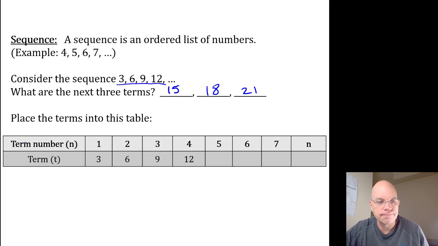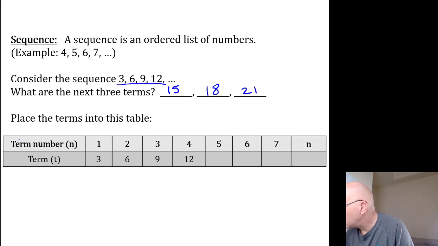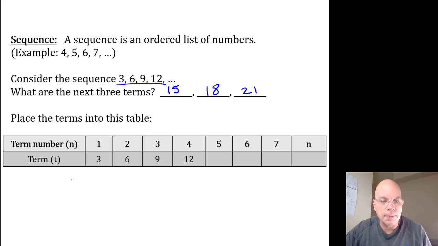The term number, I really don't like that. Okay, the term number n, this really just means the position. The position in the sequence. This is the first number in the sequence, second number, third number. So when you see a sequence without these position numbers, just know that n equals 1, 2, 3, 4.